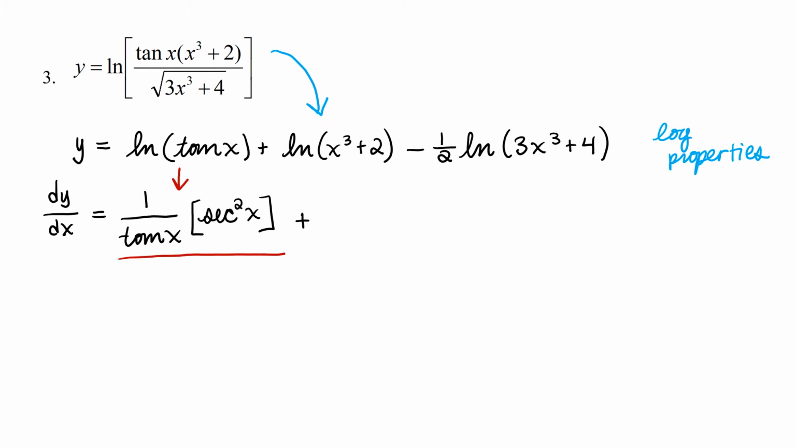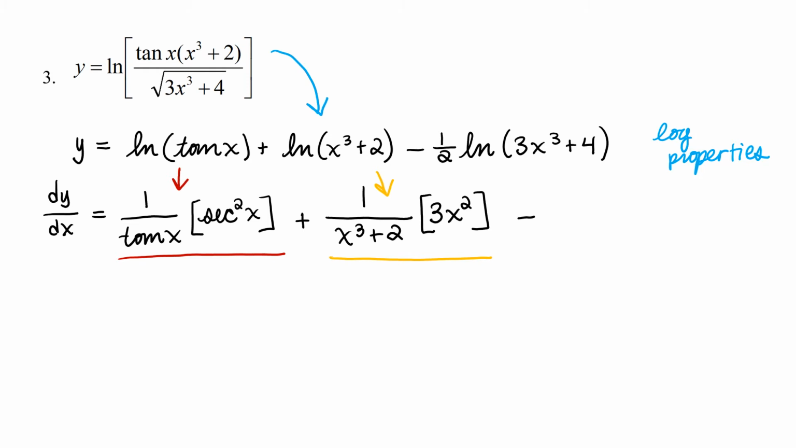And then we have the derivative of the natural log of x cubed plus 2. The derivative of natural log is 1 over whatever is inside of it. So that'll be 1 over x cubed plus 2. Times, using chain rule, the derivative of what's inside of it. The derivative of x cubed plus 2 is 3x squared. So that's the derivative of the second piece.